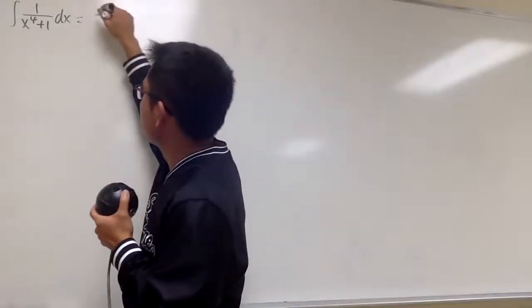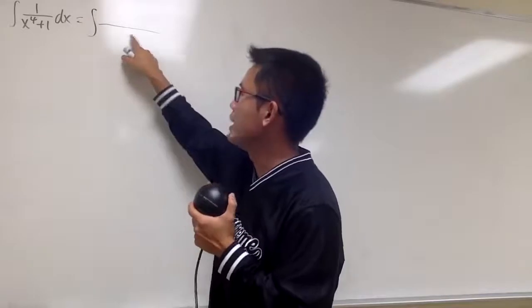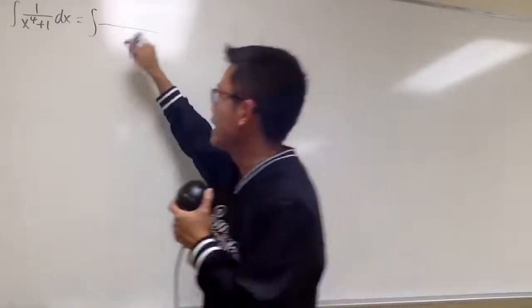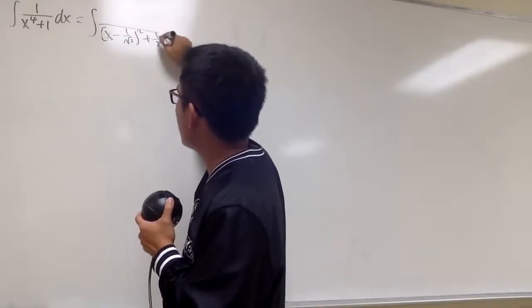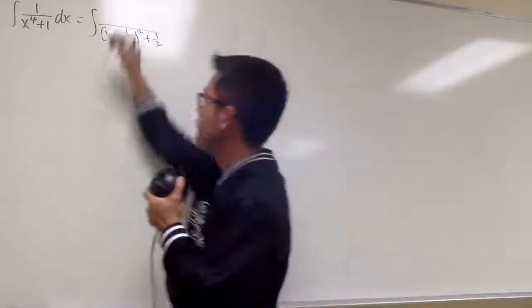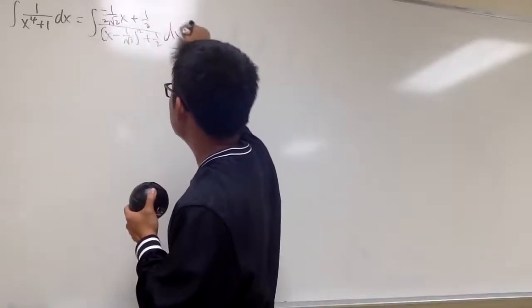So first of all, let's write this down as integral, and then for this fraction, let's put down the one with x squared minus square root of 2x plus 1, but we completed square for that already, so that means we can write this down as x minus 1 over square root of 2 and then squared plus 1/2, right? And then the corresponding numerator is going to be negative 1 over 2 square root of 2x plus 1/2, and we could close this integral right here.